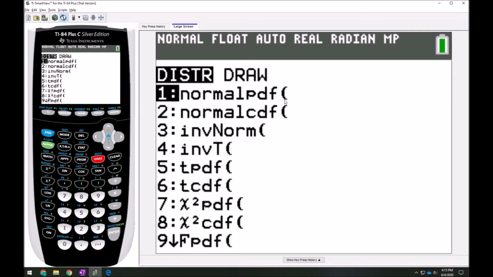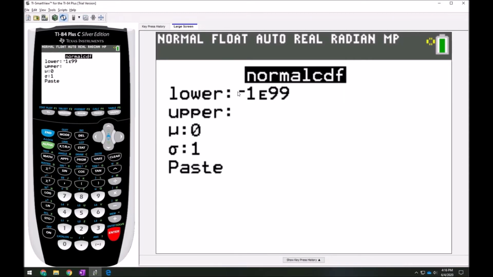Never. Not ever. Just 0 times. The moment that you are in any sort of a problem or worksheet question and you're thinking to yourself, maybe normal PDF? No. Never normal PDF. Ever. We will only be using normal CDF and inverse normal. Let's take a look at normal CDF.